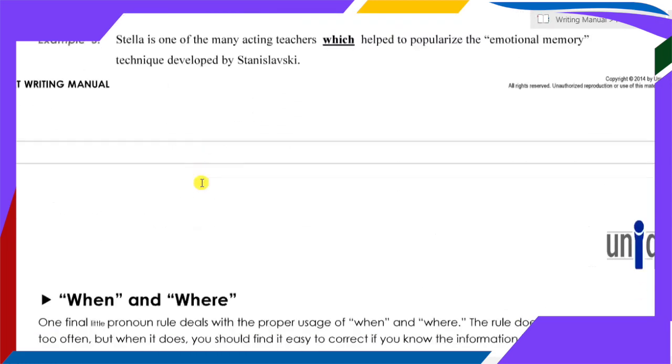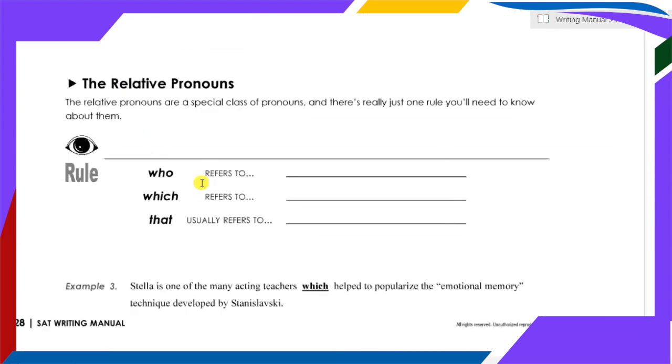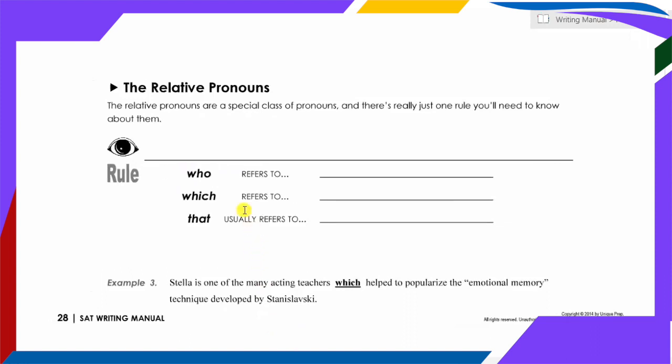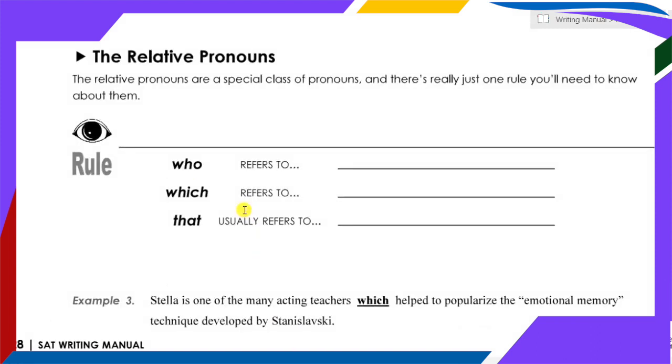Finally, the second to last thing here, the relative pronouns. We are on page 28, by the way. Relative pronouns are who, which, and that. And actually those three words are your tip-off clues: who, which, that. You should go ahead and write those down.